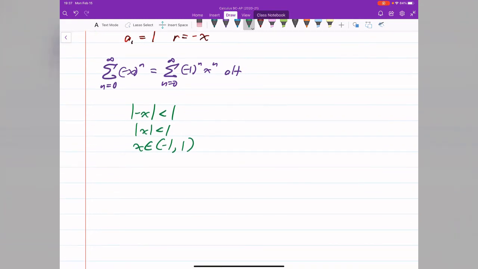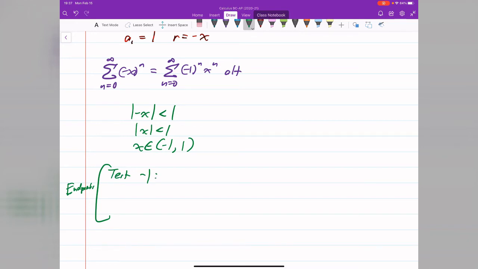But like before, we need to test our endpoints. This is always going to be a key thing: we must test our endpoints to see if the sequence converges or diverges at those particular endpoints. So we're going to test -1 to see what our interval of convergence does there.